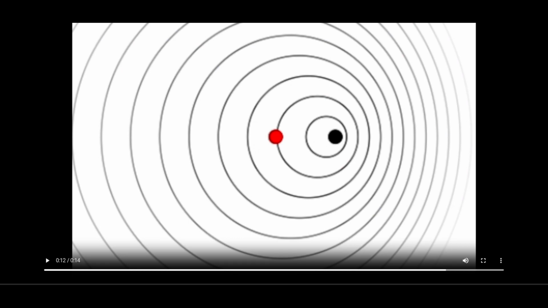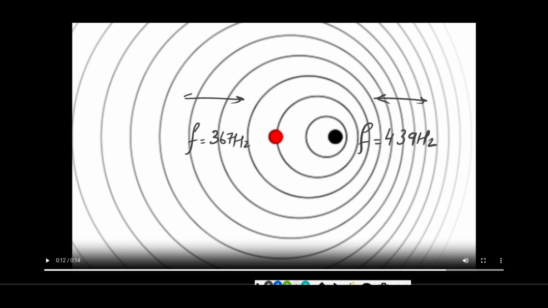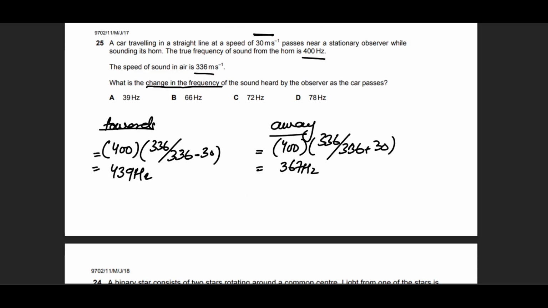If you were to visualize it over here, what's actually happening is that at this position, the frequency has been found as 367 hertz. And at this location, it has been found as 439 hertz. Because the waves are congested together here, and over here they are spread out, frequency decreases over here and frequency increases over here. Right? So just another visualization for this one. Now he's asking us about the delta or the change. What we're going to simply do is find the change in frequency. So 439 minus 367, we get 72 as our answer.